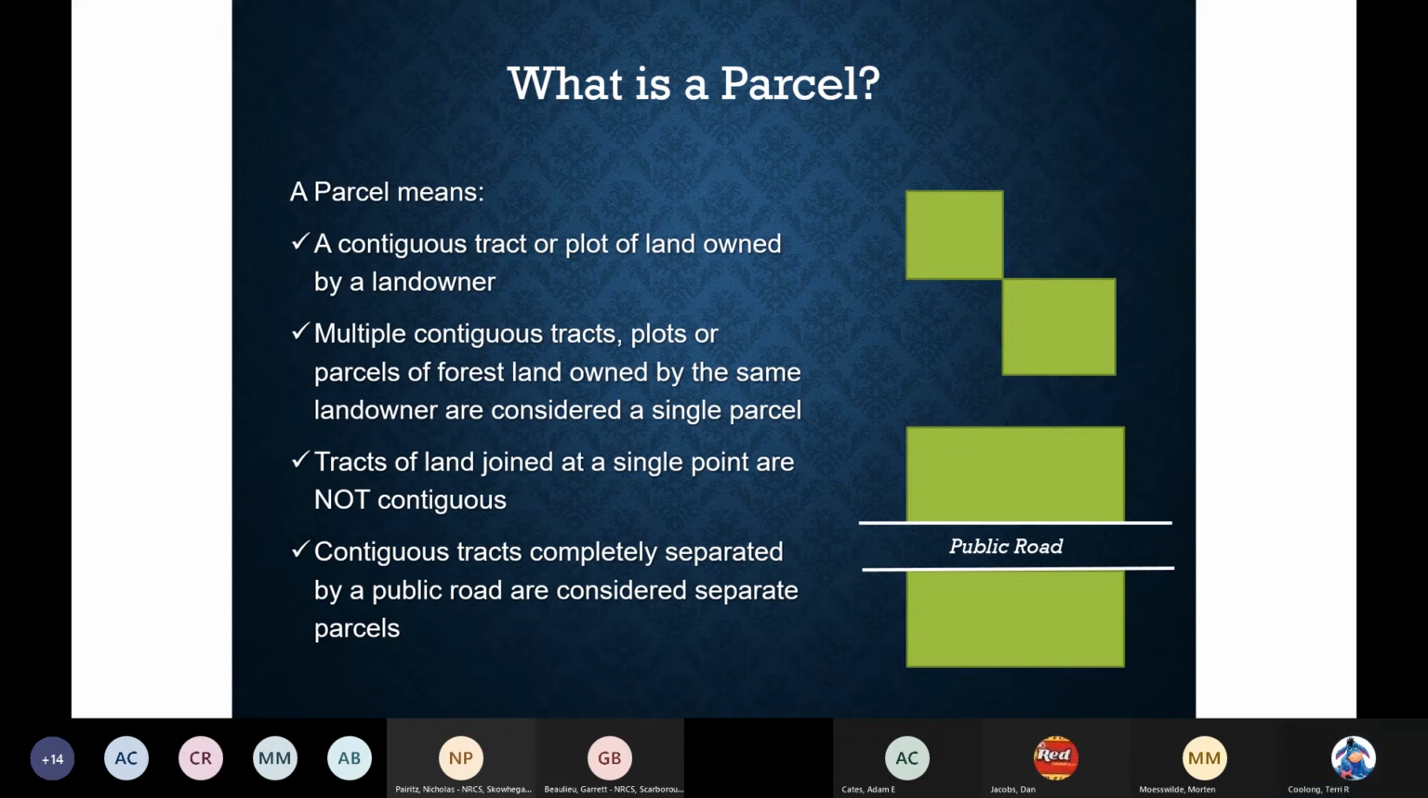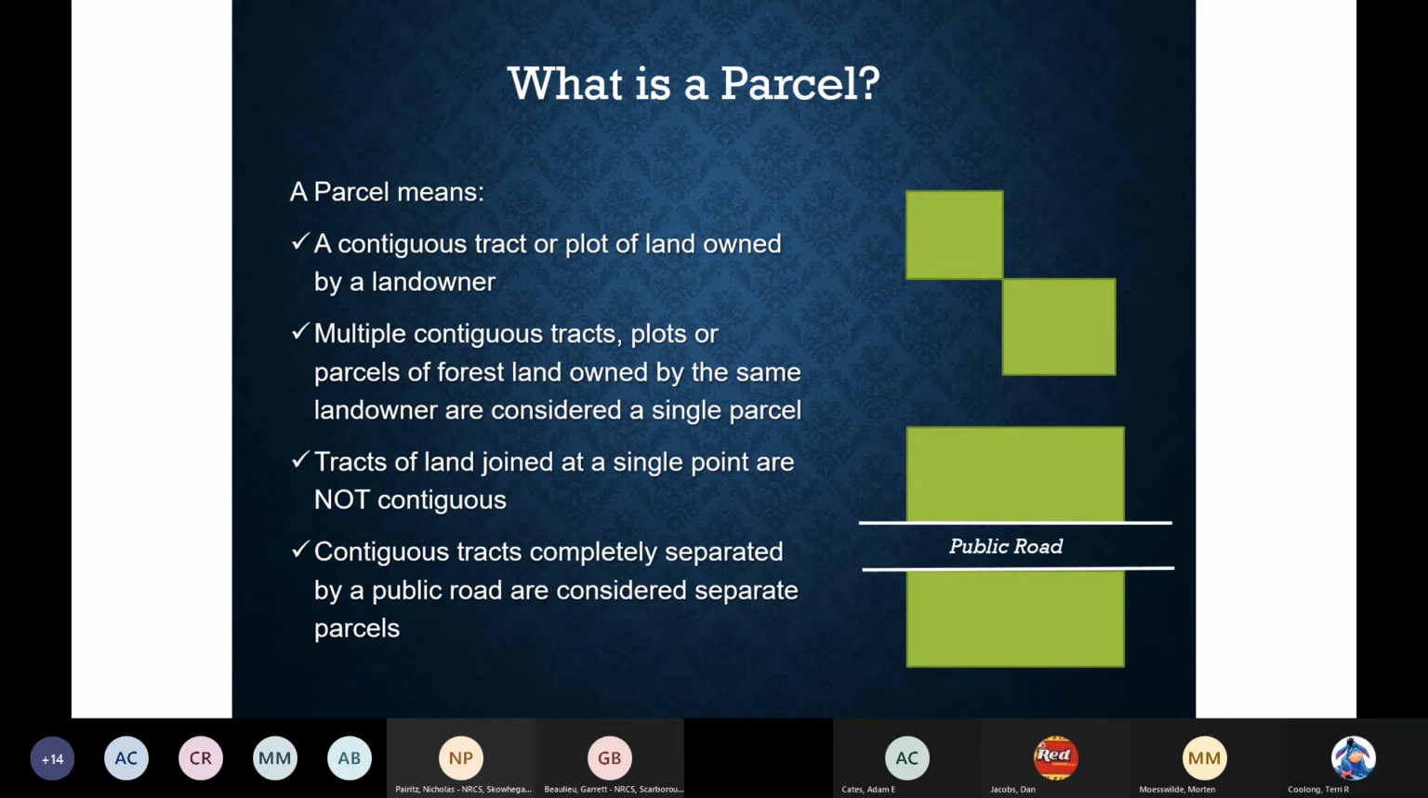A parcel is a contiguous tract of land owned by a landowner. So that means right next to each other. And what just popped up there, because now my cursor is working, are non-contiguous because they're joined at just one single place. They're joined right here at this corner. So we wouldn't consider these two to be contiguous tracts. If they were right side by side, they would be. If you've got multiple ones, then you would consider them all one parcel.